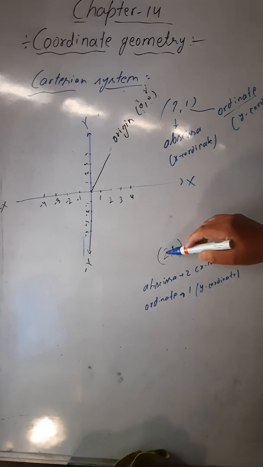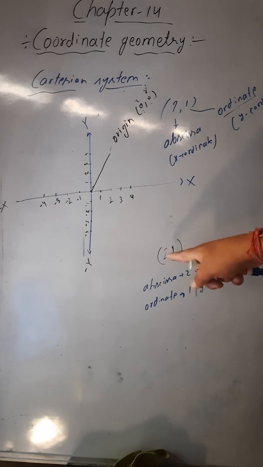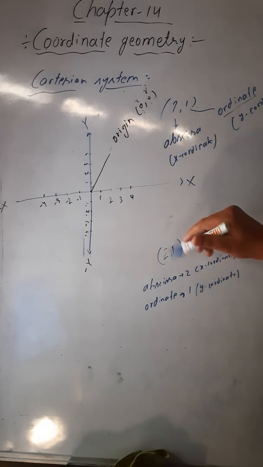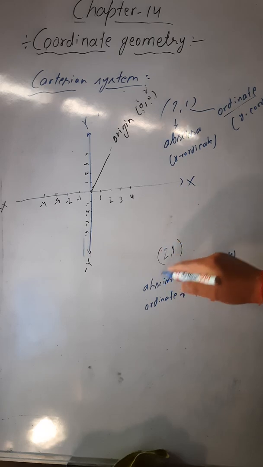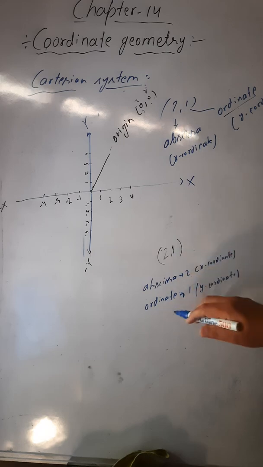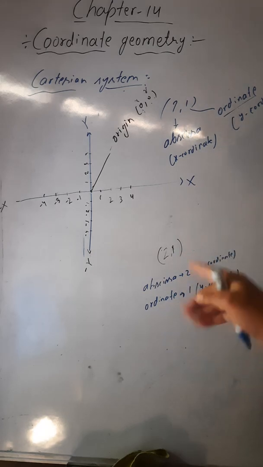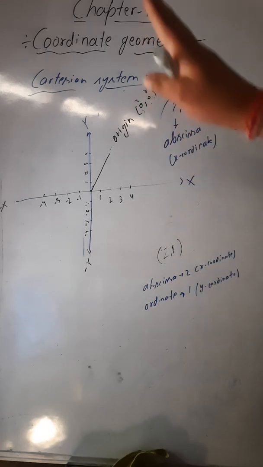The first point is along the x-axis and the second one is along the y-axis. So the first one is also called abscissa, or x coordinate. The second one is also called ordinate, or y coordinate. Are you getting it? So I have to locate this point 2, 1 in this Cartesian plane.